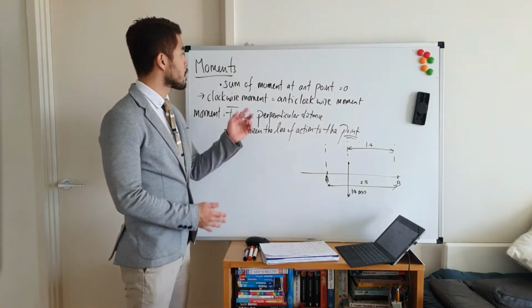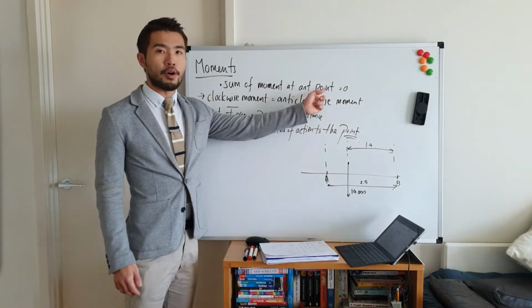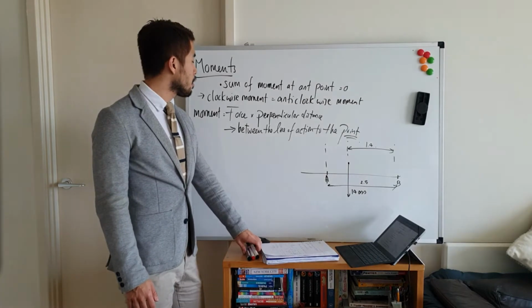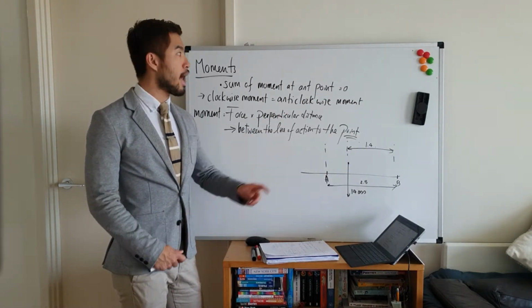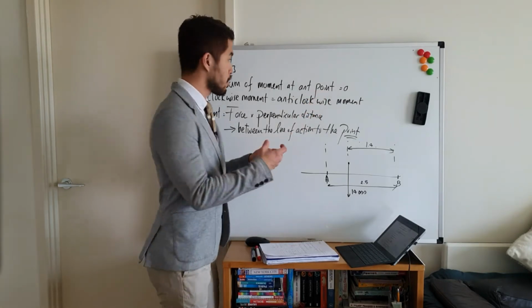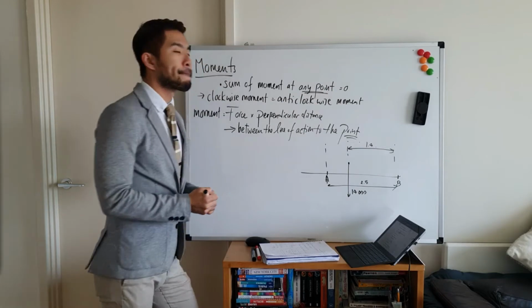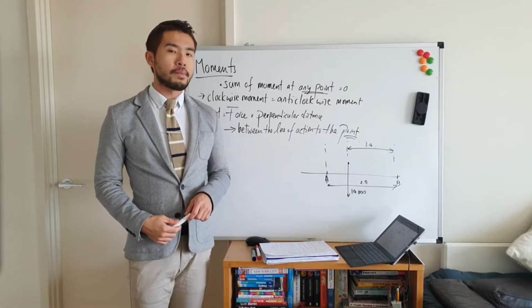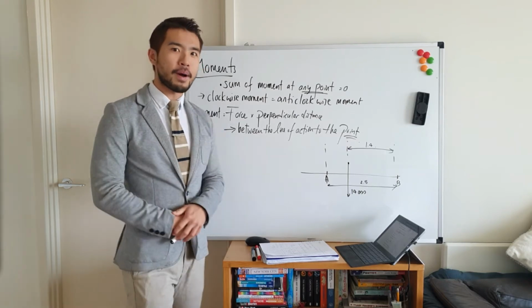Number one, moments. Let's write it down in our notes. Sum of moments at any point is equal to 0. What does that mean? That means that clockwise moment will be equal to anti-clockwise moment at any point. Any point. What does any point mean? We'll talk about it a little bit later.